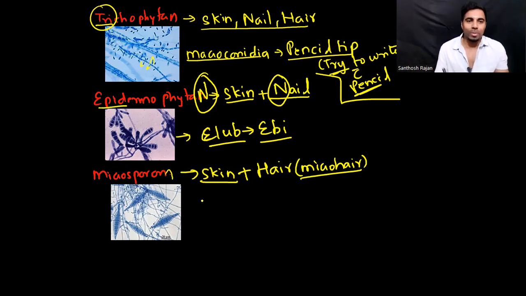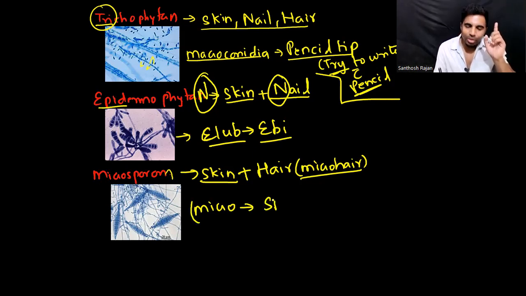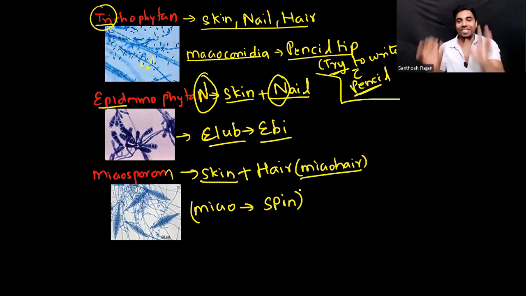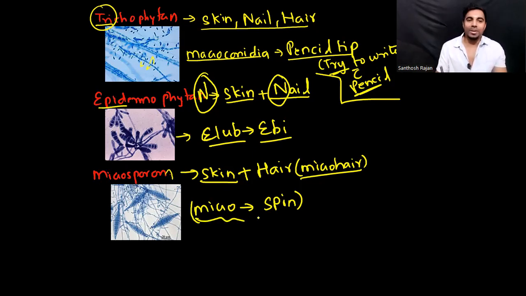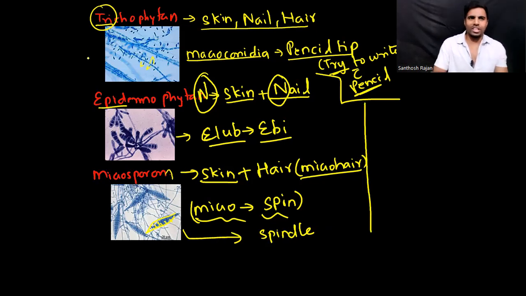Now, what about this one, microsporum? Micro, our microbiology. When you all study micro, what happens to you? You will be spinning. Not in my class, but generally whenever you study micro, you will spin. So what is in microsporum? Spindle shape. This is spindle. Okay, like this. Spindle shaped macroconidia. Got it? Microspin. That's it. This is definitely an expected question. Some question definitely comes from this.